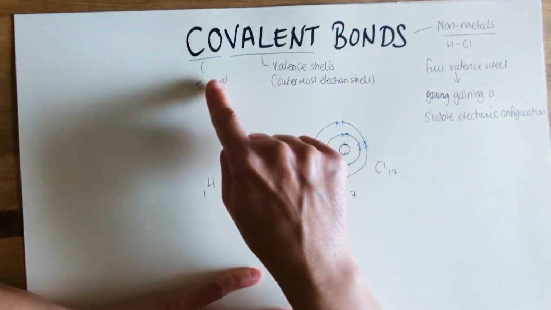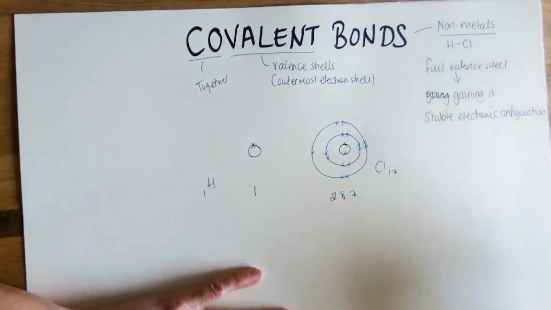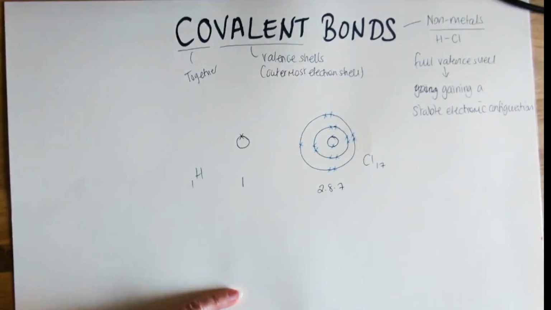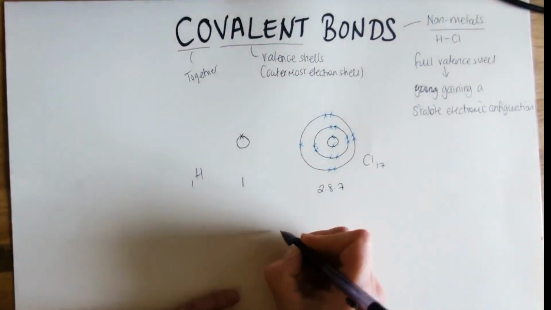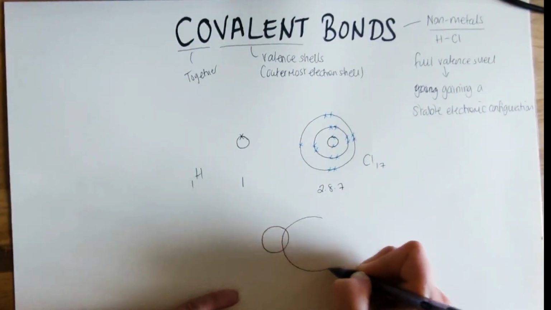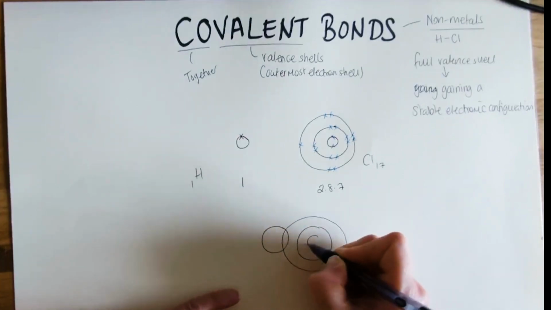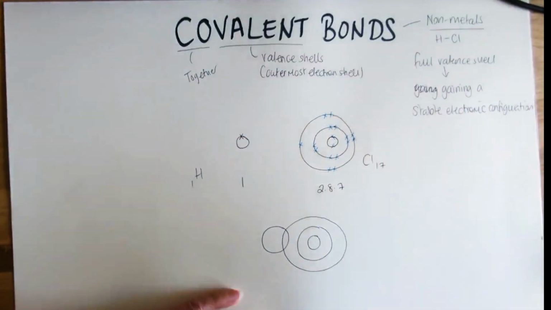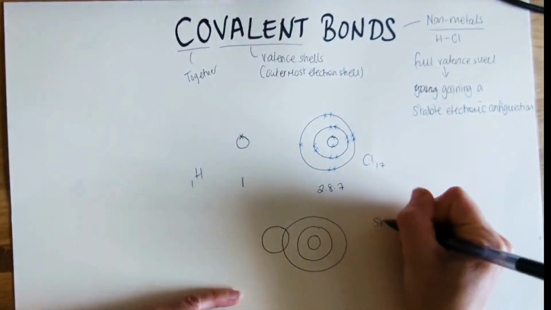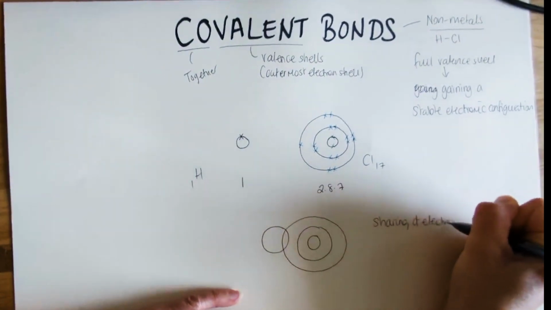So if we're talking about two atoms working together, these two valence shells are going to work together. And to show the type of bonding, and that they are working together, we overlap the orbitals, because in covalent bonding the electrons are shared. Sharing of electrons.